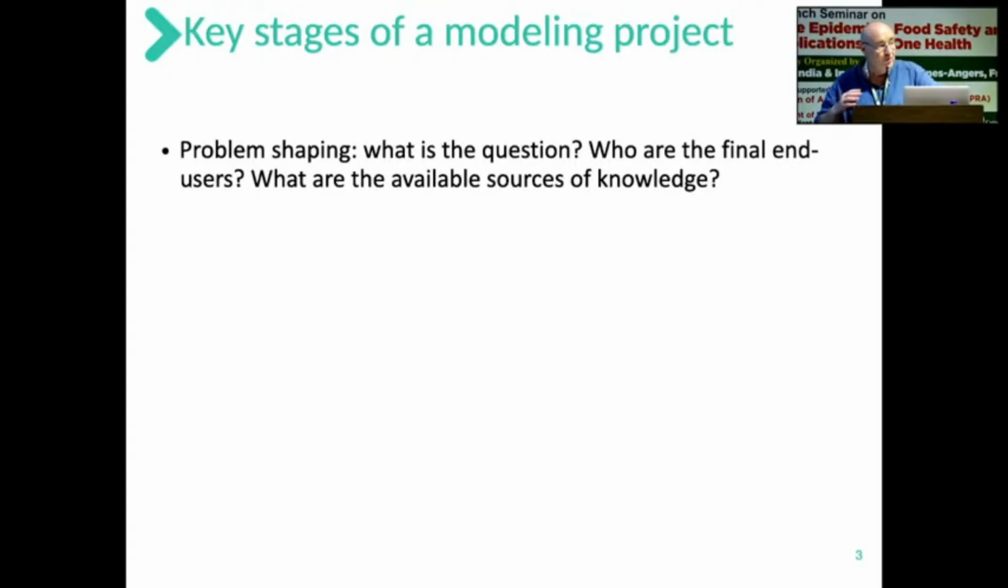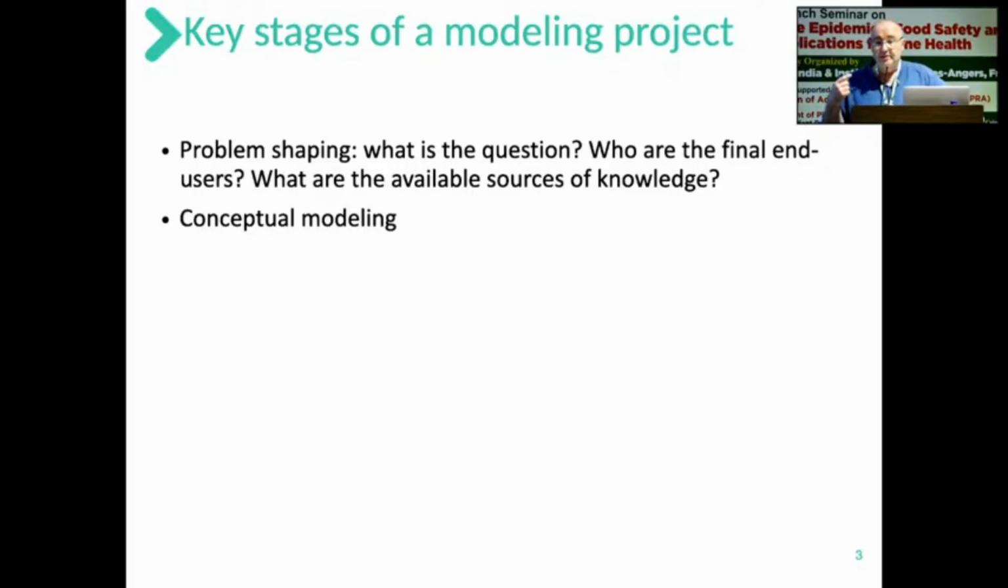So just briefly, what are the key stages of a modeling project? The first stage is very important, and is called problem shaping. What is the question? It seems to be obvious, but it's not always the case, so we have to really think deeply about that. Who are the final end users? And if at all possible, it's very nice if you can include the end users in the process of model development. And also you have to think about what are the available sources of knowledge.